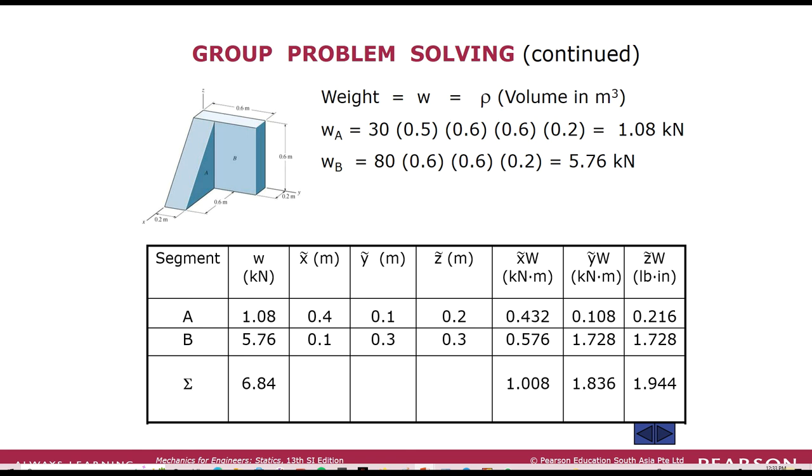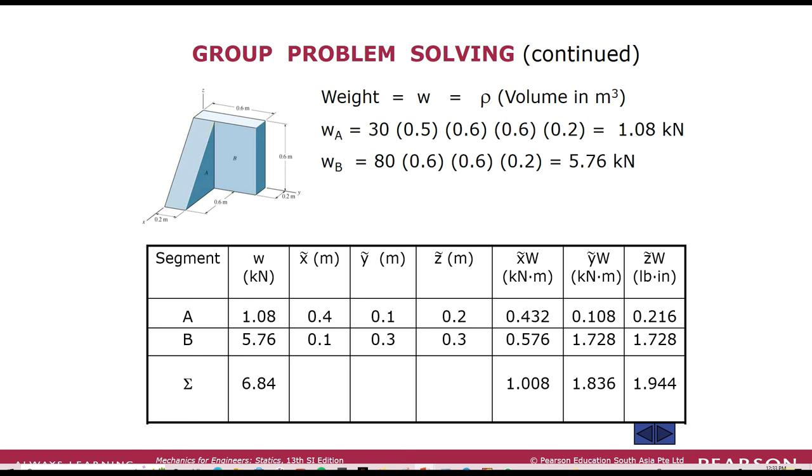So we just multiply the coordinate of x times the weight, in kilonewton meter. We get 0.4 times 1.08, so we get the value of 0.432 for x, 0.108 for y, and 0.216 for z, respectively. This unit is a mistake, so it should be kilonewton meter.